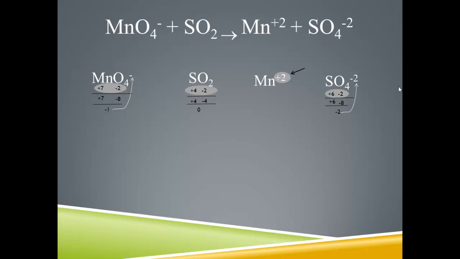Now I recommend you write these below the reaction to make it easier to determine what was reduced and what was oxidized. If you look at this reaction, you can tell that manganese started at +7 and became a +2. So it gained 5 electrons, making it reduced. Sulfur started at +4 and became a +6, so it lost 2 electrons, making it oxidized. Now this reaction isn't balanced, but you'll learn how to do that later on.